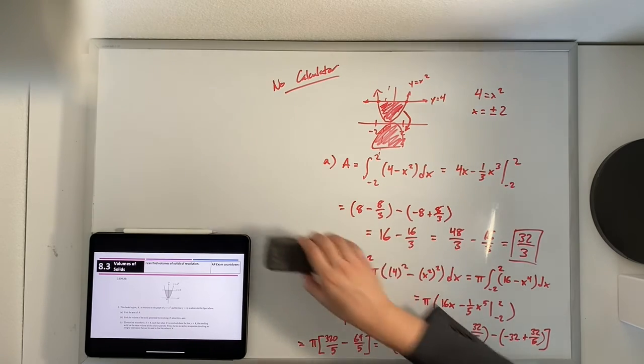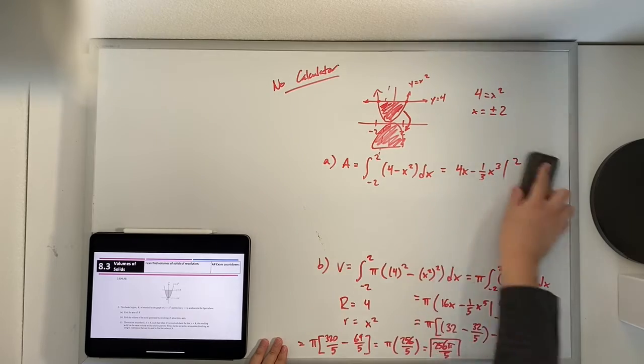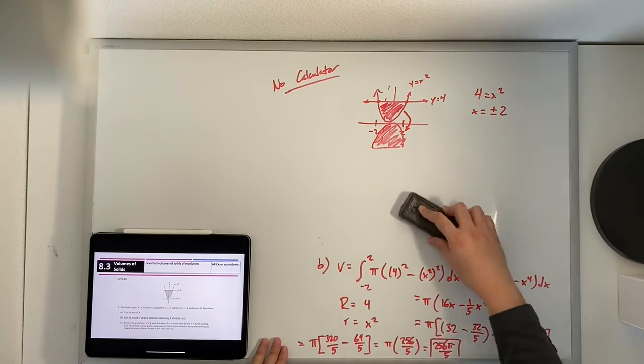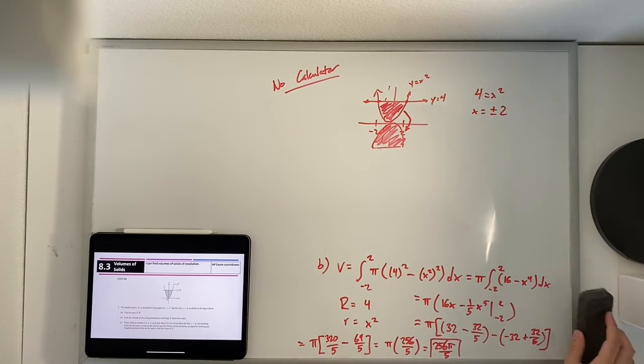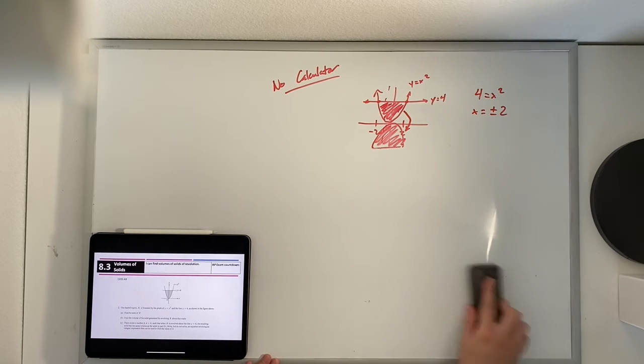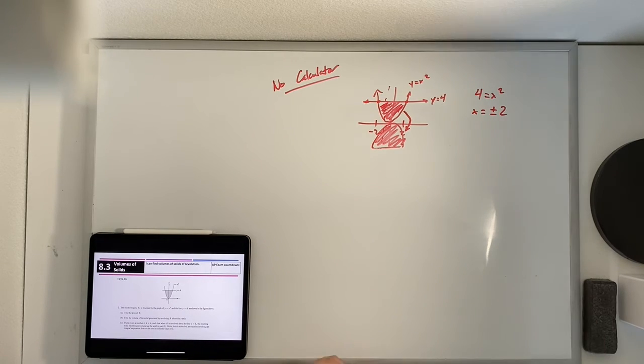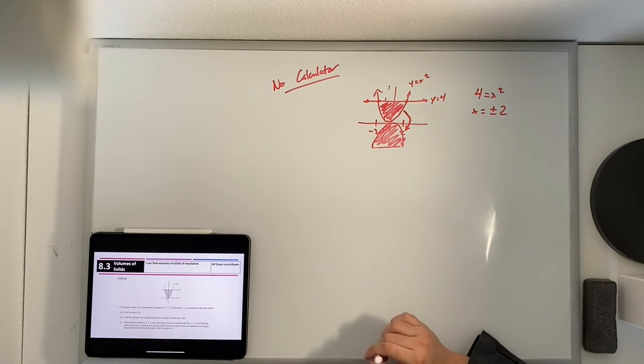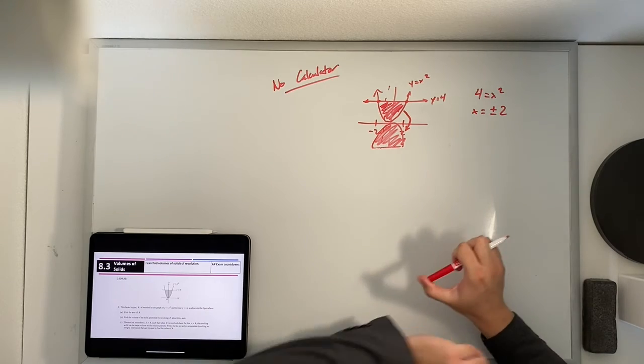Let's look at the last part of this FRQ. So I'm going to erase part A and part B. There exists a number k greater than 4, such that when R is revolved about the line y equals k, the resulting solid has the same volume as the solid in part B. Write, but do not solve, an equation involving an integral expression that can be used to find the value of k.